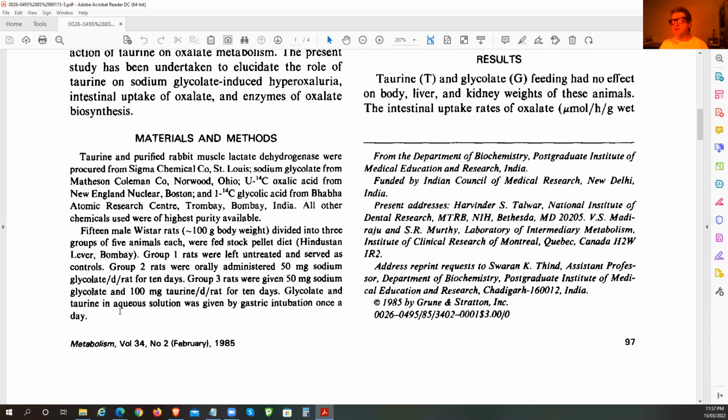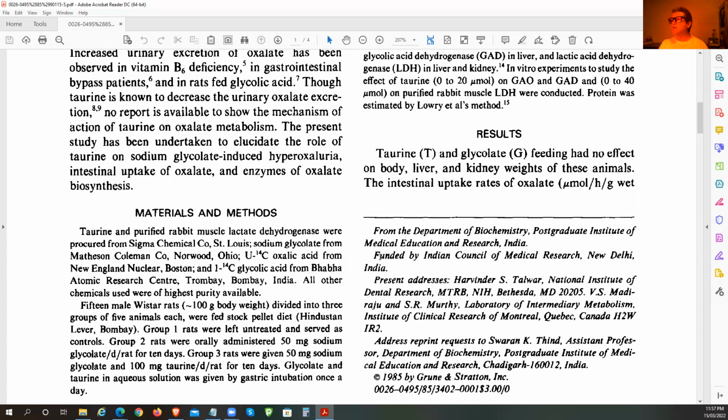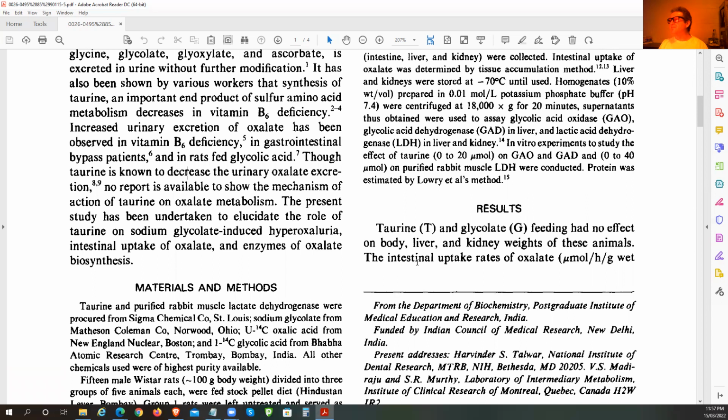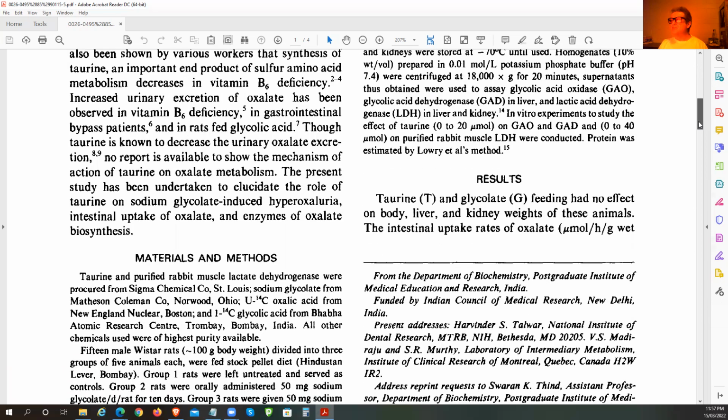Glycolate and taurine in aqueous solutions, a water solution, was given by gastric intubation once a day. Wonderful. They got it exactly through the gut, whether they liked it or not. Obviously, because you can't get them to consume it by drinking it, you can't control the amount that they will ingest. So you have to put it into them.